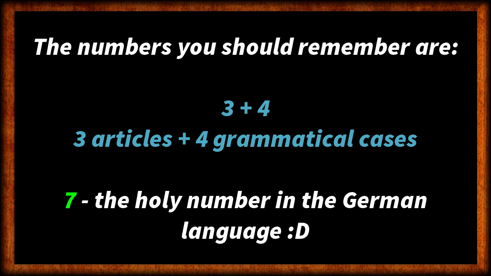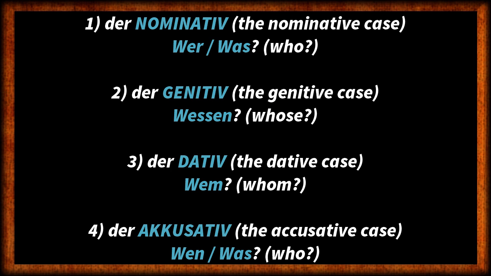To comprehend this even better, it's important to know the 4 cases we have in the German language. The first one is der Nominativ, the nominative. This one is the subject in a sentence. Ask for it like this: Wer or was tut etwas? Who or what is doing this or that? The second case is the genitive, der Genitiv. Wessen Ball ist das? Whose ball is this? Many times this one refers to possessions.